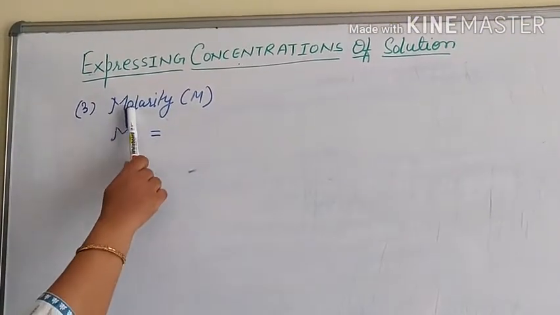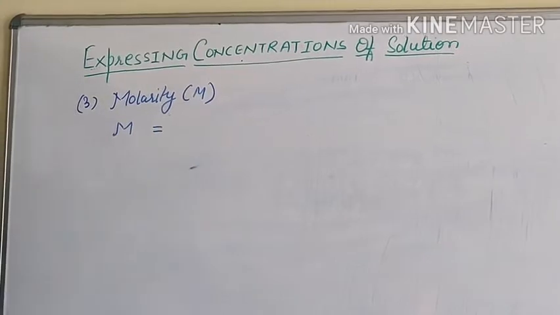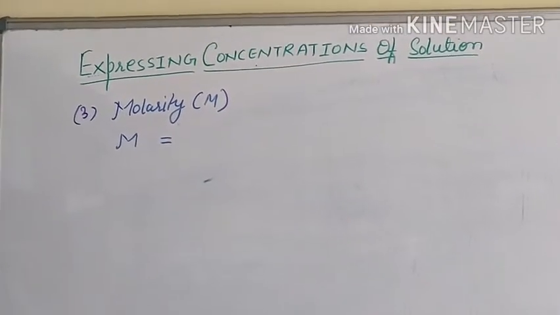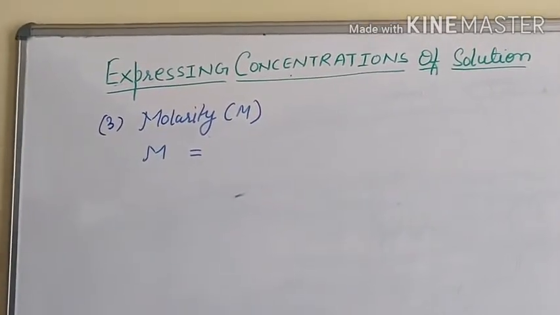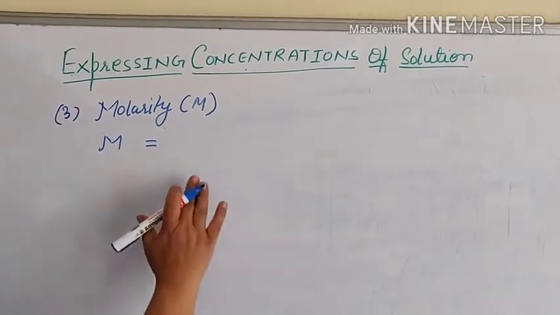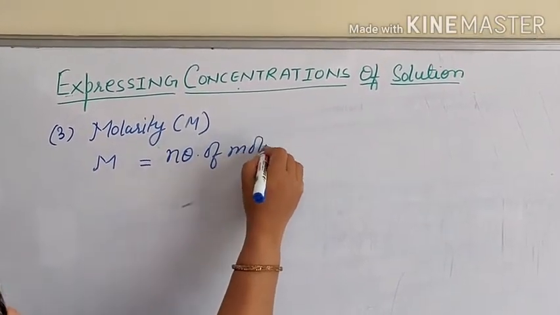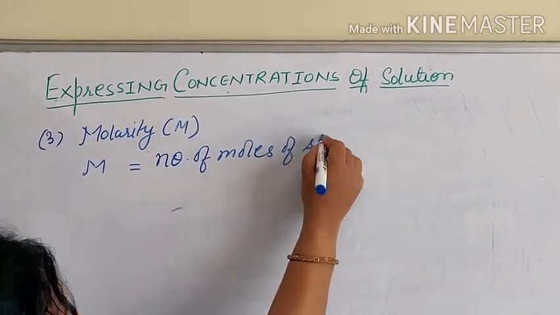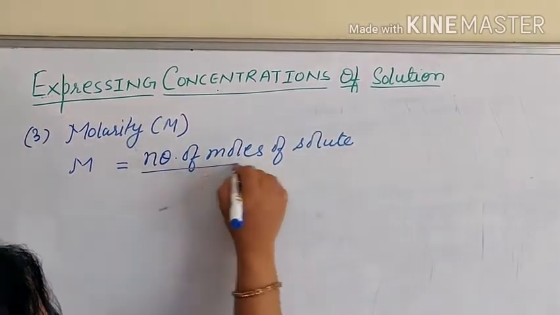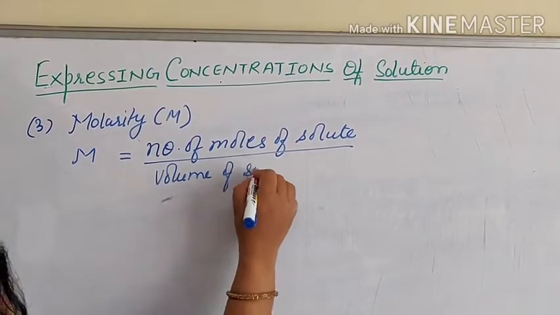Third method is molarity, which is represented by capital M. It may be defined as the number of moles of solute present in per liter of solution. So molarity may be expressed as number of moles of solute upon volume of solution in liters.